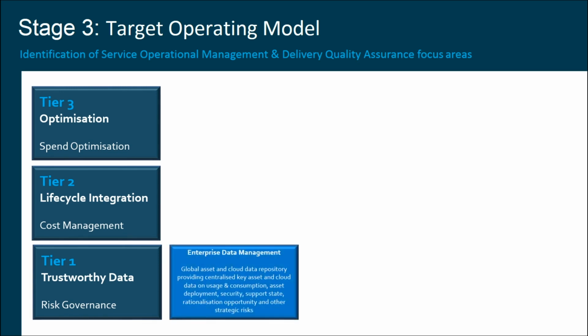So we've got enterprise data management, which is global asset and cloud services reporting, providing centralized key business metrics on hardware and software usage, cloud usage, user consumption, asset security, maintenance state, rationalization opportunity, and strategic risks. Quite a lot. What we're saying there really is that when we talk to customers about enterprise asset data, we find that the audience is growing for it. And so some customers are now going, well, actually, I need a strategy for this data because I've got more consumers of this data, more people and more systems want it. I need to bring it into a holistic enterprise data management type solution.